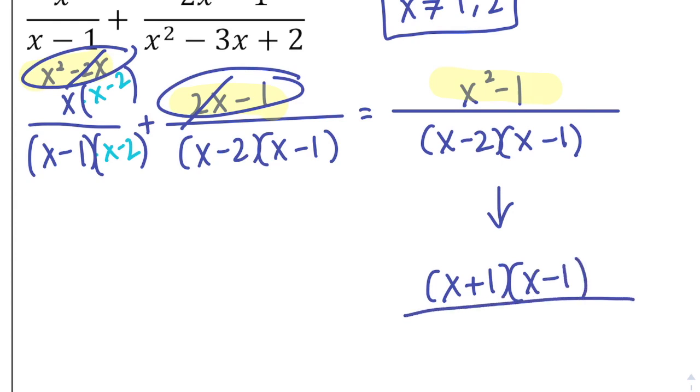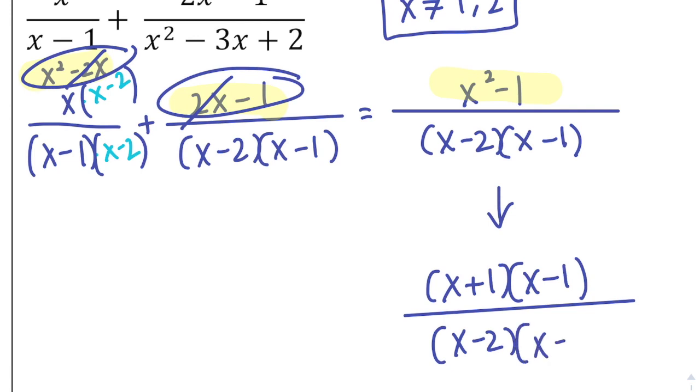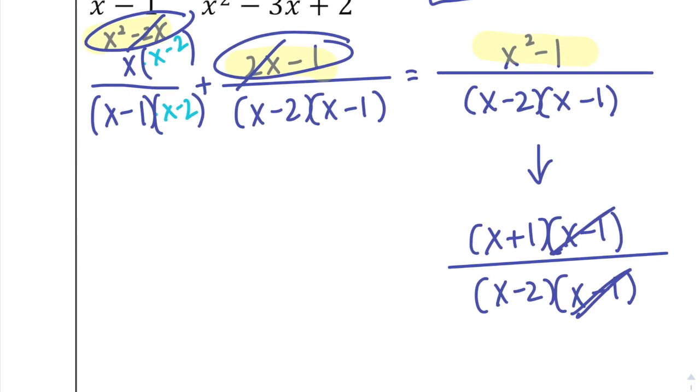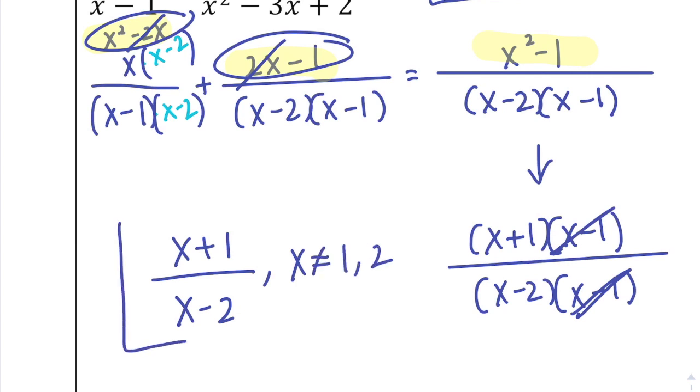And what did I have in the denominator? X minus 2 times x minus 1. And that's what I mean when I say double check if anything cancels. So see if you can factor your numerator. And now that cancels out, and I'm left with x plus 1 over x minus 2. And remember, x cannot be positive 1 or 2.